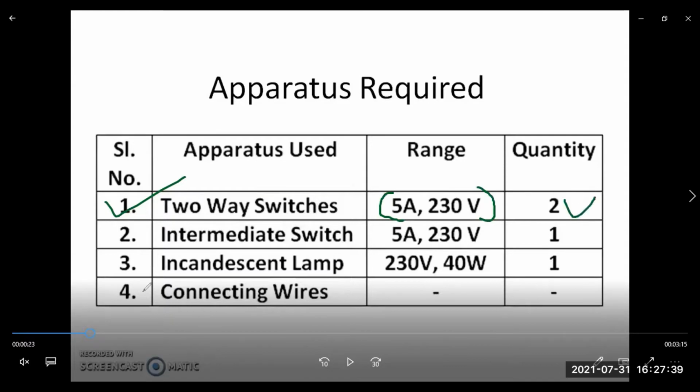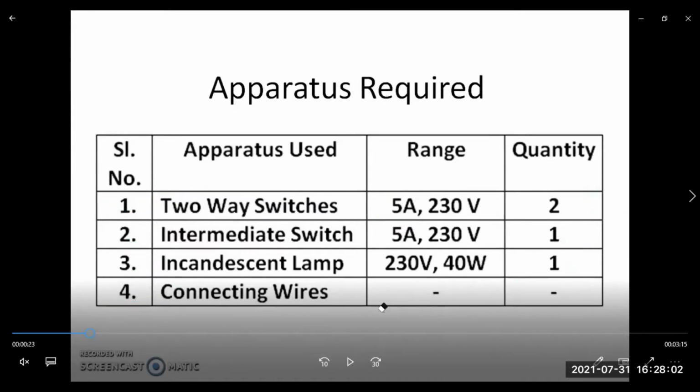There are two quantities required. And we require an intermediate switch for doing three-way control of lamp. So we require 5 ampere, 230 volt, and quantity 1. We require any type of lamp, let us say an incandescent lamp, 230 volt and 40 watts. Only one quantity we require. And the connecting wires are also required. So these are the equipments required for conducting the experiment.